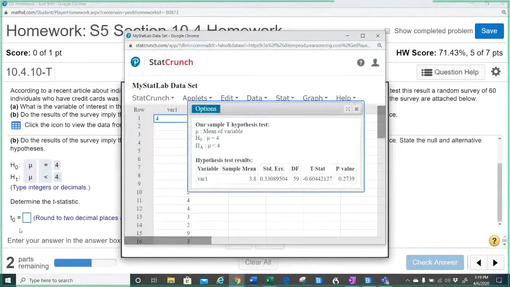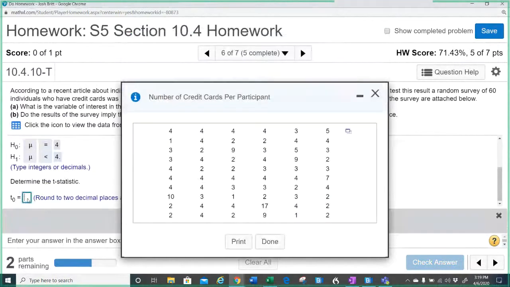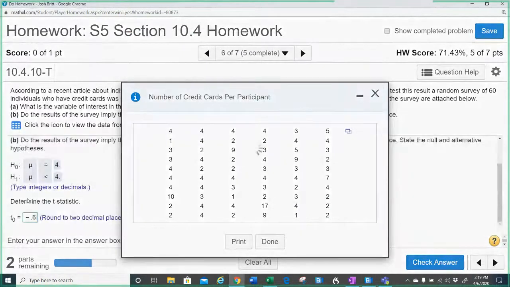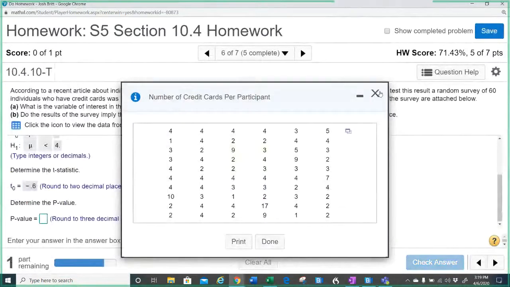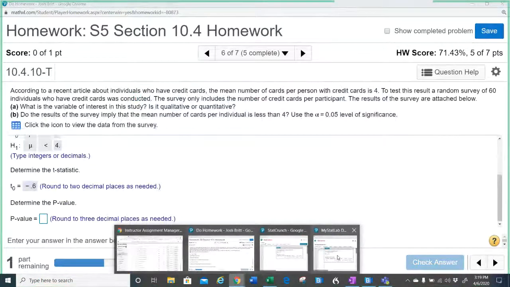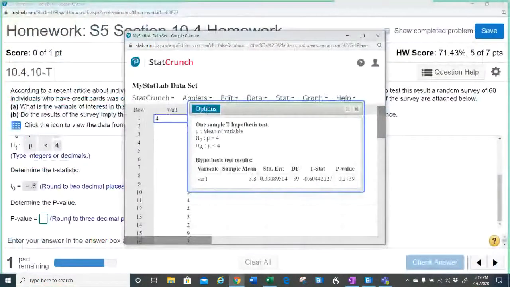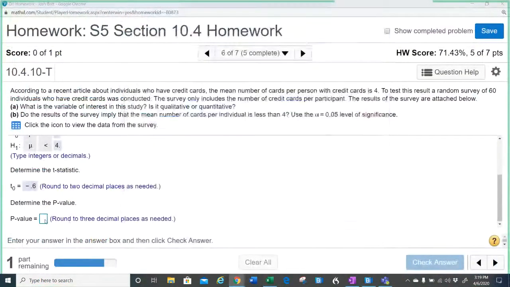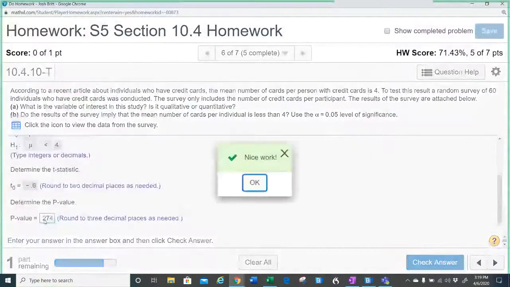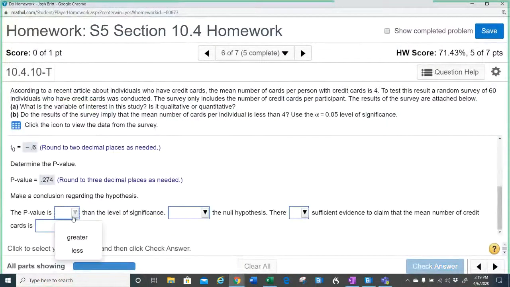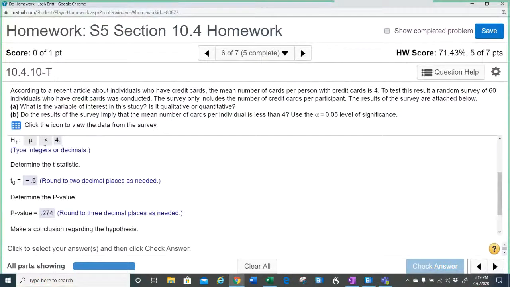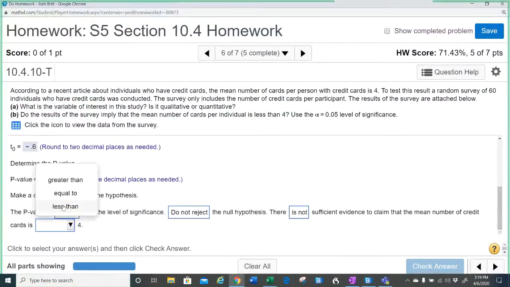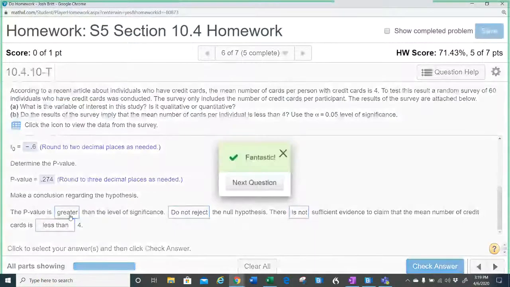So we get, with 2 decimals, minus 0.6. And the p-value, with 3 decimals, is 0.274. And so that's again large. So it's greater than the level of significance, so do not reject the null, and there is not sufficient evidence to conclude that the mean number of credit cards is, and you always go back here, less than 4. Always go back to the researcher's hypothesis.